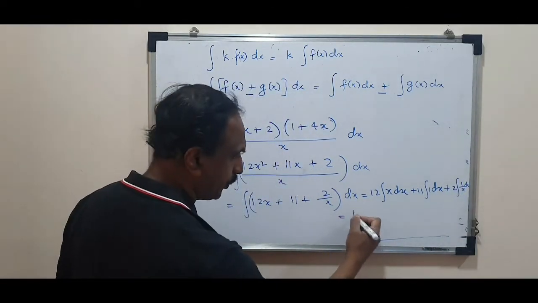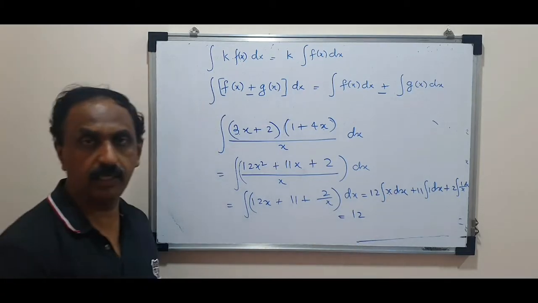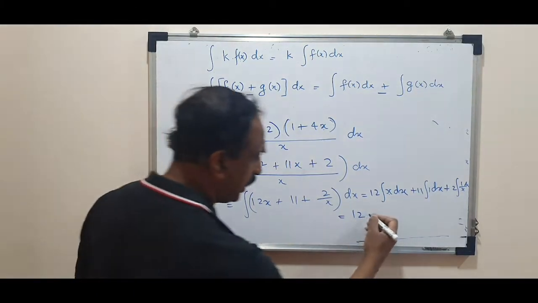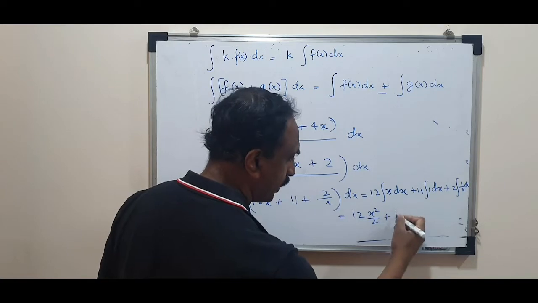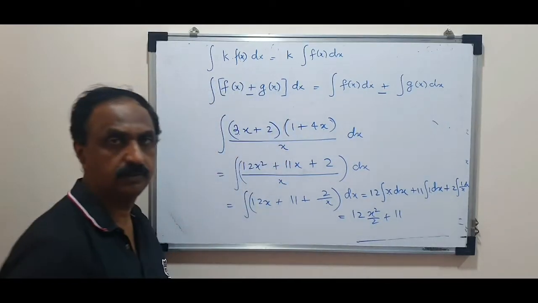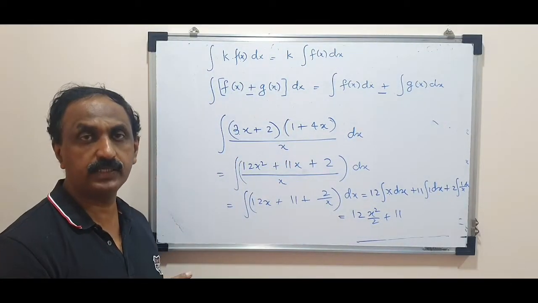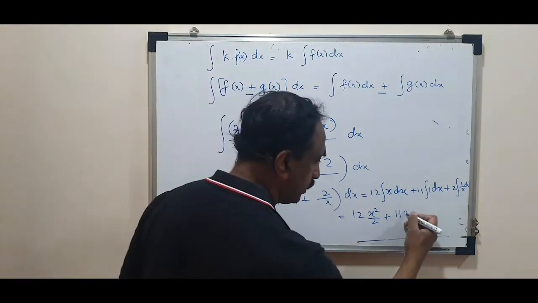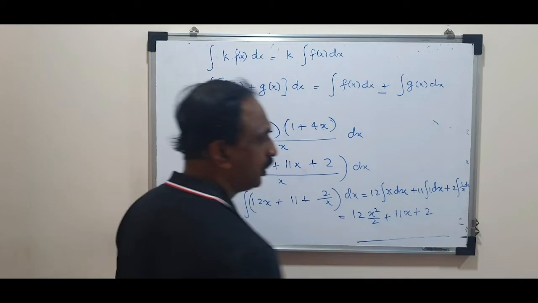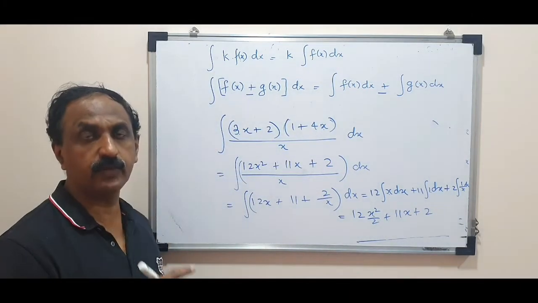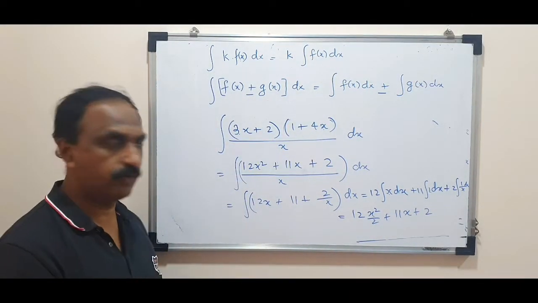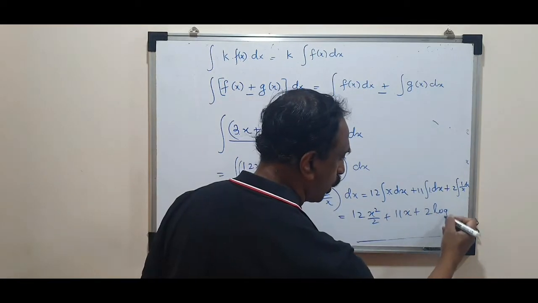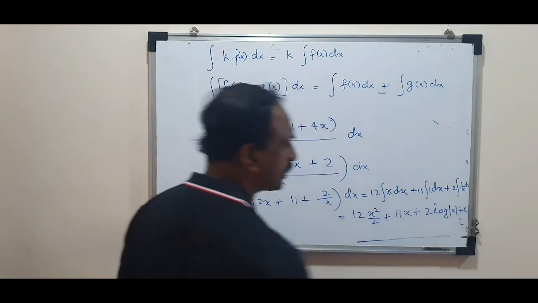So my answer: 12 times the integral of x, increase the power by 1, x square by 2. Minus 11 times the integral of 1. What should I differentiate to get 1? x. The derivative of x is 1, so the integral of 1 is x. Plus 2 into the integral of 1 by x. Whose derivative is 1 by x? Log x derivative is 1 by x. So log of modulus x, plus the constant.